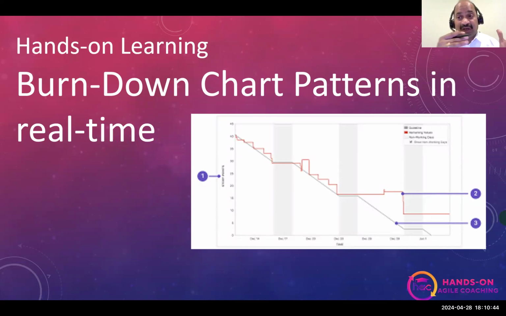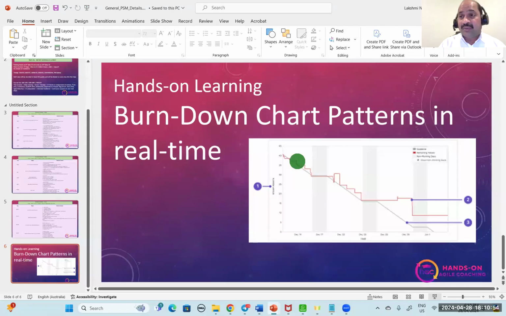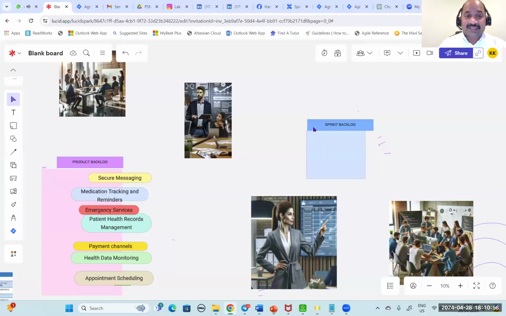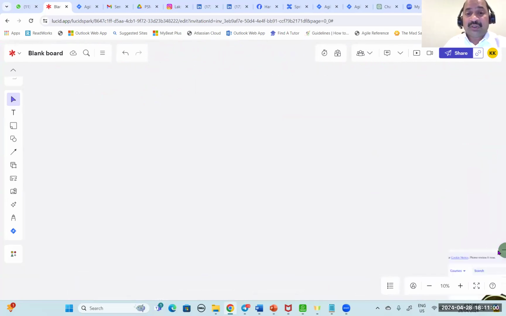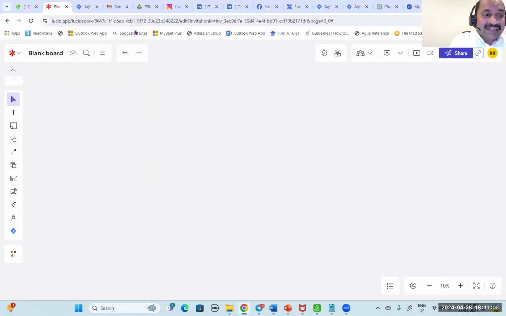This will help us understand how well we are progressing towards the sprint goal. So without wasting time, let us jump into the real-time understanding of the burn down chart first. Then I will help you understand various patterns. The burn down chart is a concept which will help you understand how much work is left against the time.